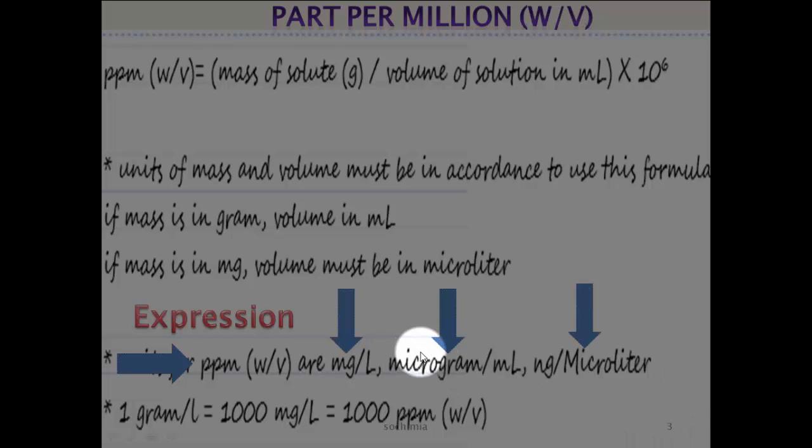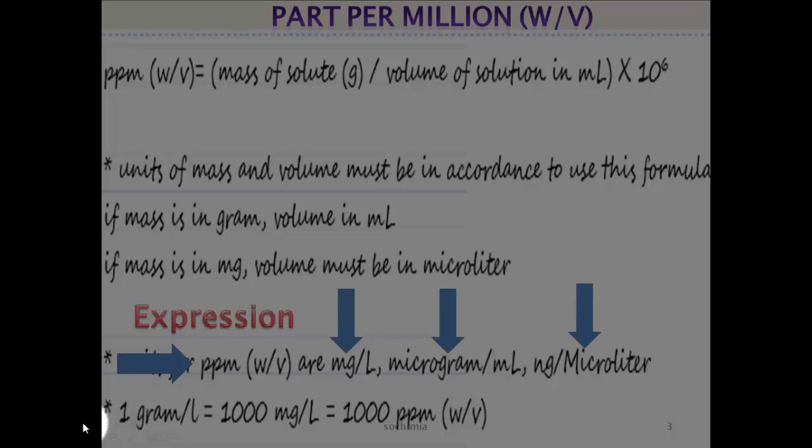So say you have 1000 microgram per ml, then it will be 1000 ppm weight by volume. Another could be nanograms per microliter, which will also be referred to as parts per million. If you have 10 nanograms per microliter, the concentration will be 10 parts per million weight by volume.